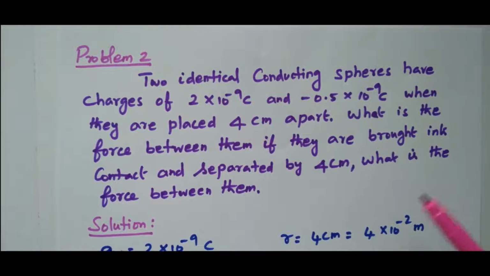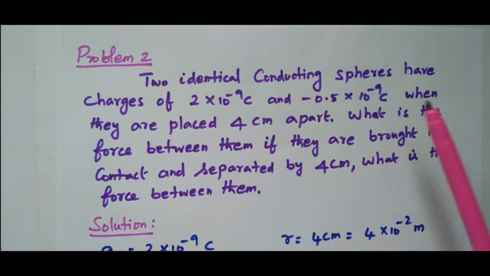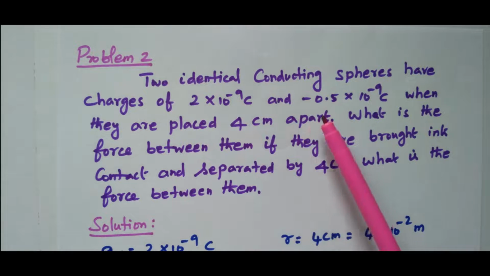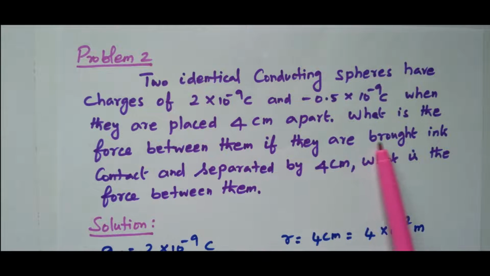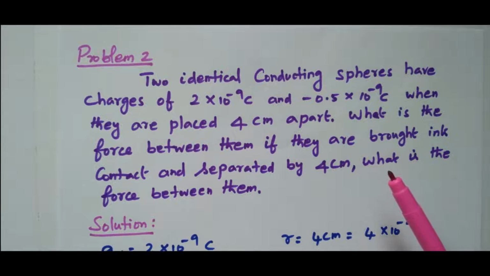So in the second problem, we'll see that two identical spherical conducting charges are available, having charges of 2 into 10 to the power minus 9 coulomb and minus 0.5 into 10 to the power minus 9 coulomb. They are placed at a distance of 4 centimeter. We need to find the force between them. Then they are brought into contact, mixed together, and again separated by 4 centimeter. In both cases, we need to find the force between them, before and after being brought into contact. That is the question.